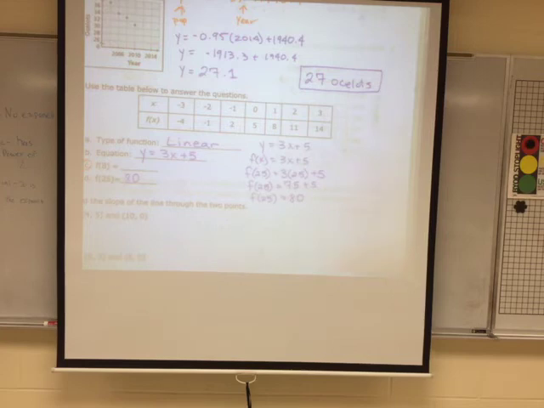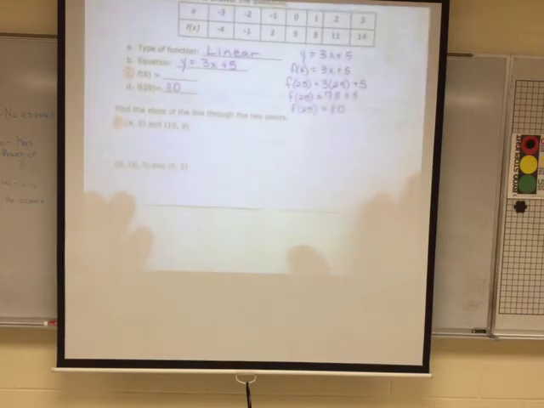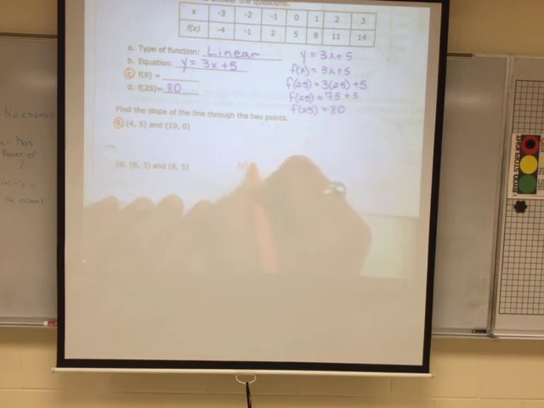Number 9, I'm going to leave for you to do on your own. It's similar to 10. Number 10, we're going to find the slope of the line that goes through these 2 points. So this is just like that table from the very beginning, the first problem. Only now, instead of giving you a table of values to choose from, you're given just 2 points. So we're going to use that slope formula: m equals y2 minus y1 over x2 minus x1.